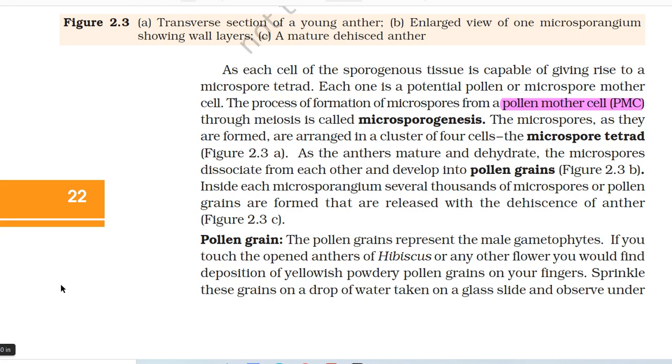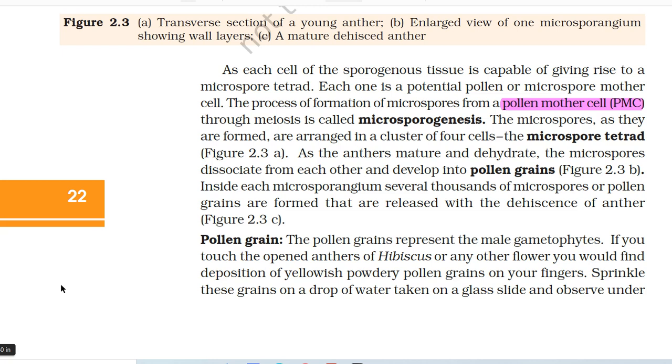As each cell of the sporogenous tissue is capable of giving rise to a microspore tetrad, each one is a potential pollen or microspore mother cell. The process of formation of microspores from a pollen mother cell, also known as PMC, through meiosis is called microsporogenesis. The microspores, as they are formed, are arranged in a cluster of 4 cells, the microspore tetrad.